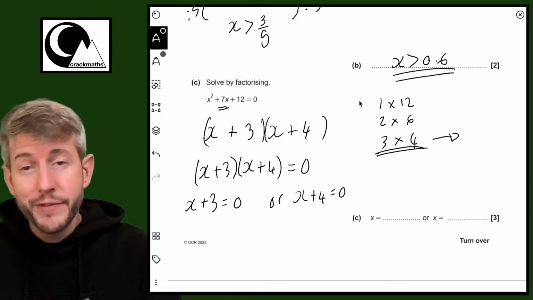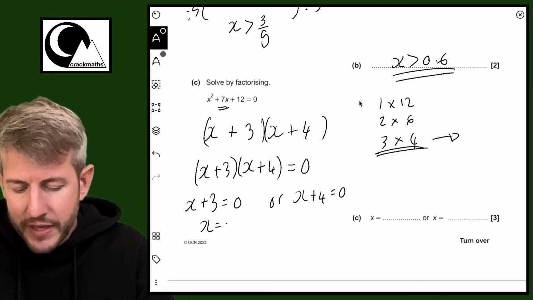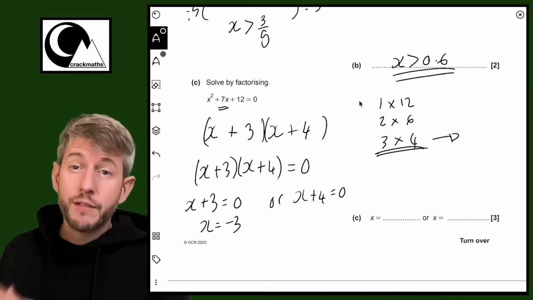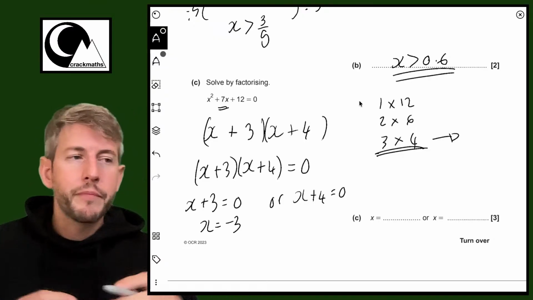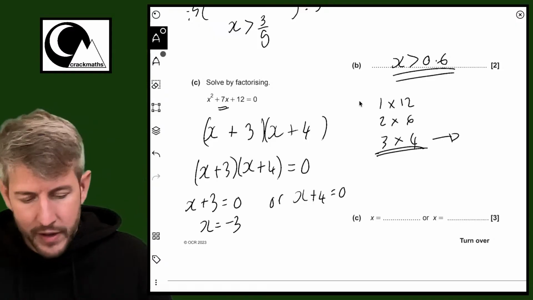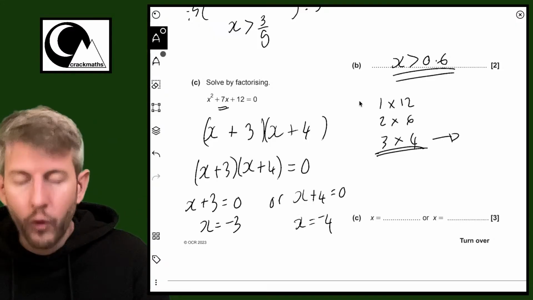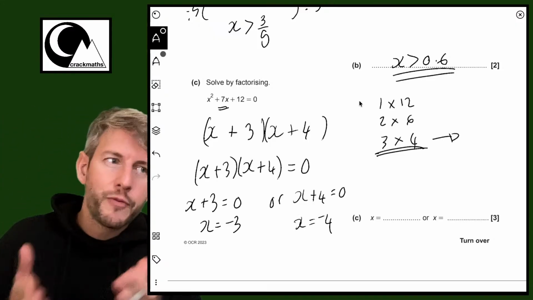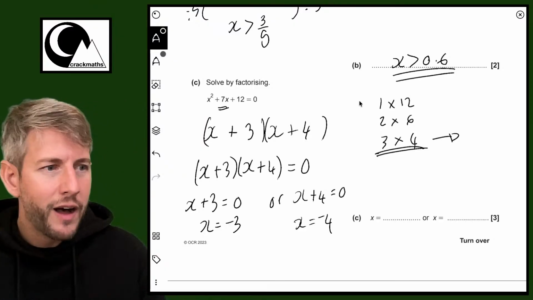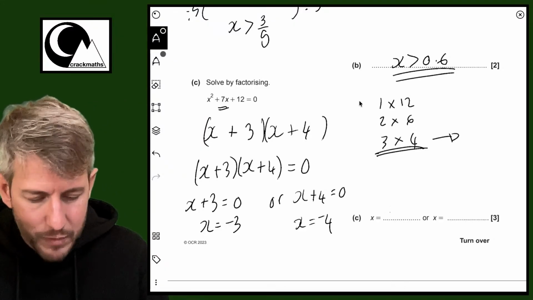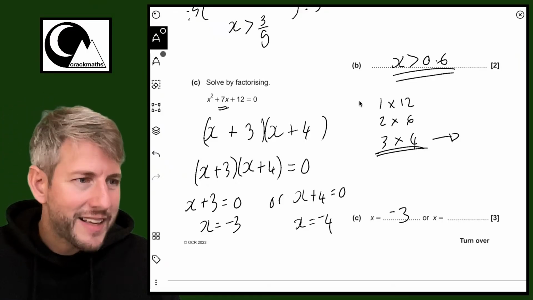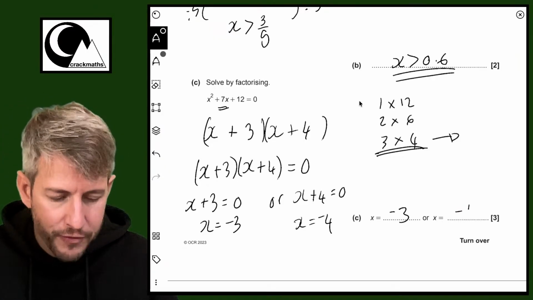Now, if x plus 3 equals 0, x has to be negative 3, because minus 3 plus 3 equals 0. If x plus 4 equals 0, x has to equal minus 4, because minus 4 plus 4 equals 0. So they are our two solutions. So we've got x is minus 3, and x is minus 4.